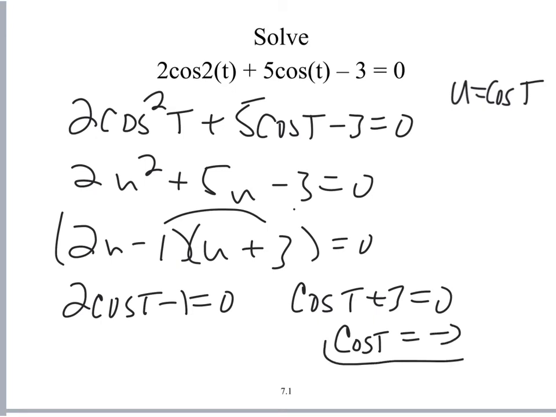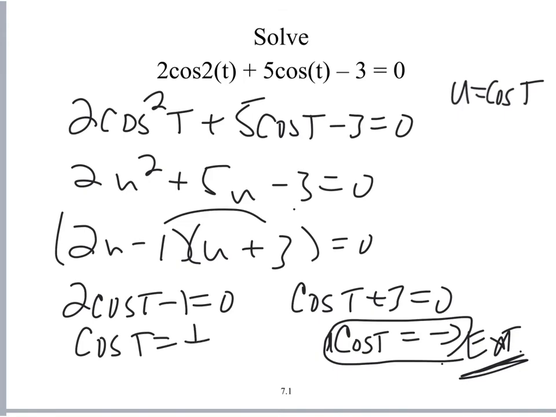The trouble with this is the minimum for cosine is -1, because that amplitude is 1. So this is going to be an extraneous root. We don't need to do anything more with that. That's dead. For this one, we're going to say cosine t equals 1/2.